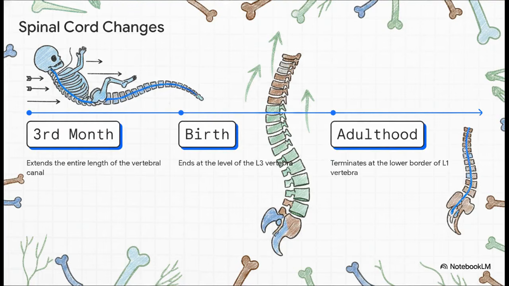What's really fascinating here is that the cord's position inside your back actually shifts as you grow. This happens because your bones grow way faster than your nervous tissue. Up to your 3rd month of development in the womb, the spinal cord extends the entire length of the vertebral canal. But as you develop, the vertebral column outpaces the cord, so the cord's endpoint gets drawn upward. By the time you're born, it ends at the L3 vertebra, and by adulthood, it terminates even higher, usually right at the lower border of the first lumbar vertebra, or L1.